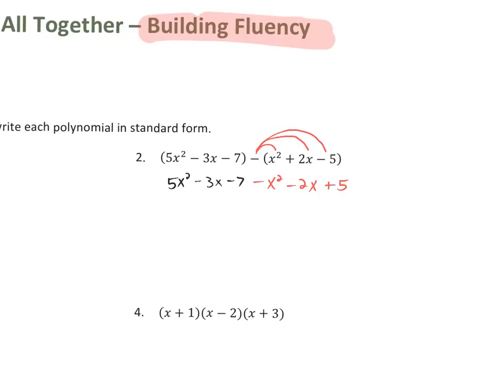And now I just combine like terms. I've got my x squared term, so 5 minus 1 is 4x squared. And then I've got my x terms, negative 3x and negative 2x. That makes negative 5x. And I've got negative 7 and positive 5. That ends up being negative 2.